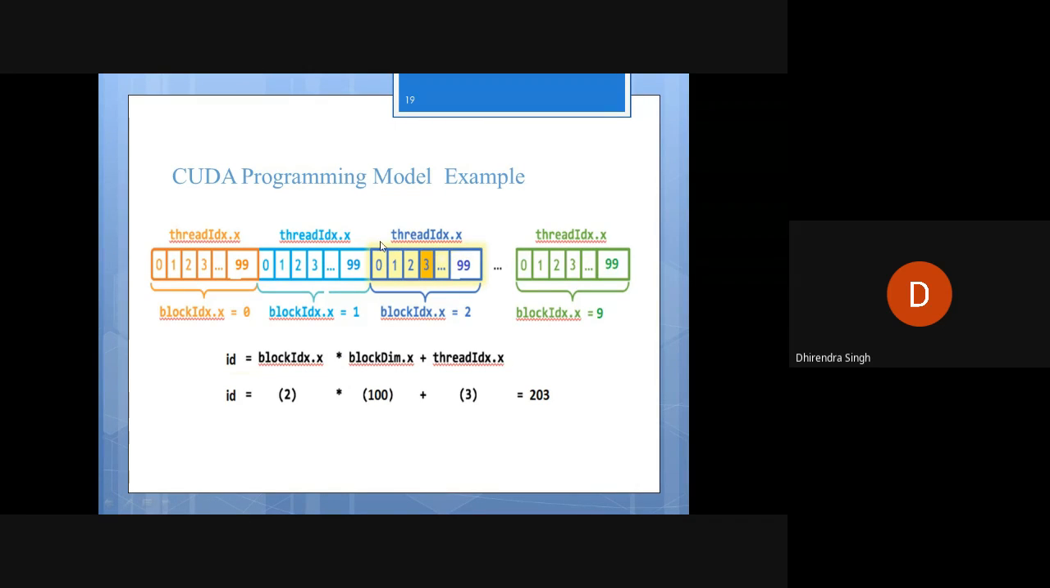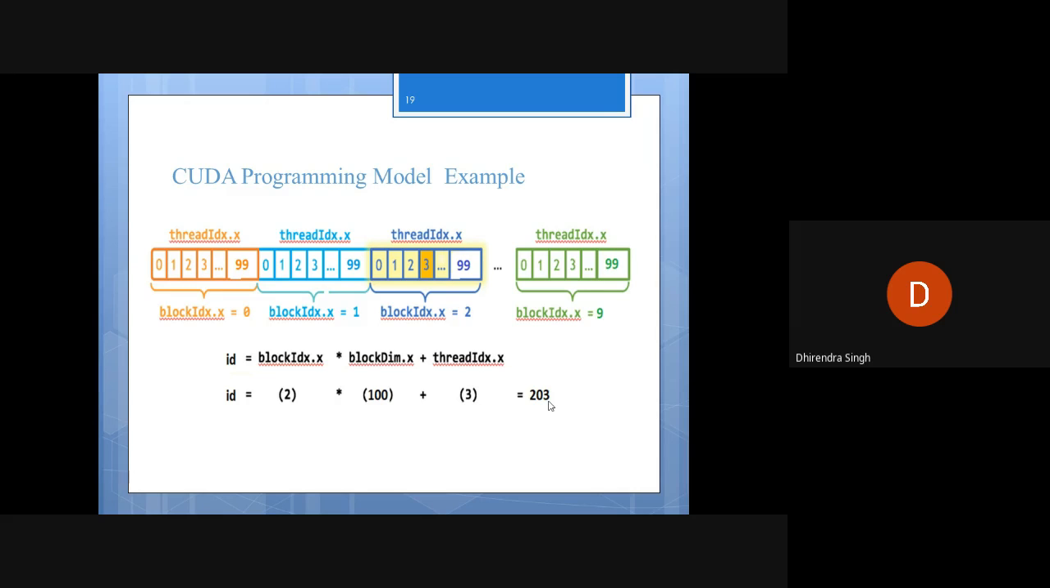For this block, thread id dot x is 2. Then block dimension, inside one block how many threads are there? 100, plus thread id x dot x 3. So it is going to work on the 203rd data item of our vector. So what will it do? It will do a of 203 plus b of 203 is equal to c of 203.